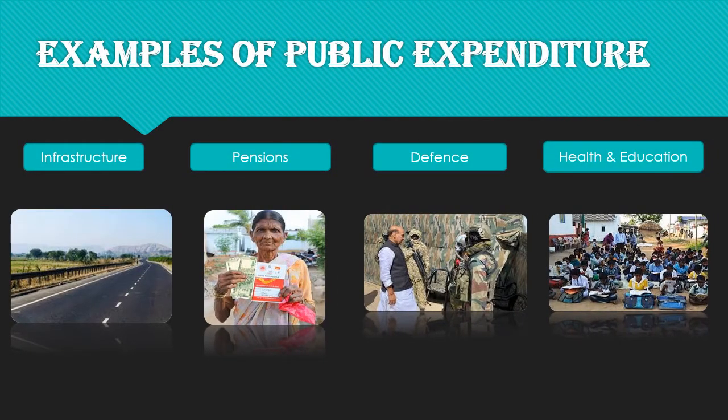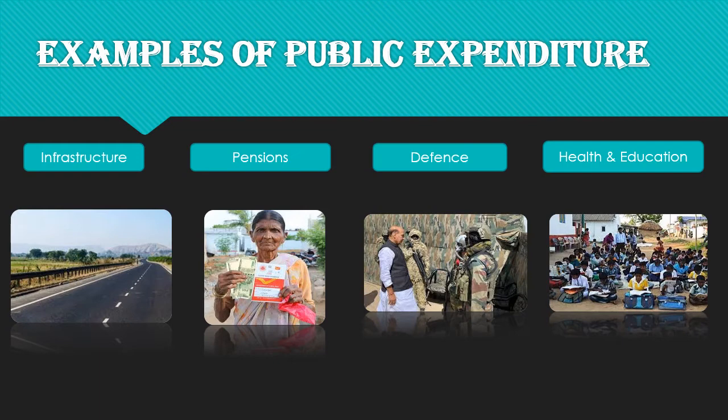For more clarification, there are some examples you can look at, the money actually spent by the government for the society. The first one is infrastructure. The government spends money on the construction of roads, dams, school buildings and hospital buildings. This is one example of public expenditure, how the government spends money on the country in the form of building schools and hospitals.